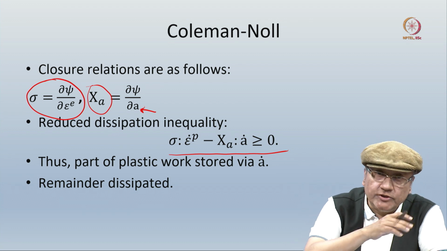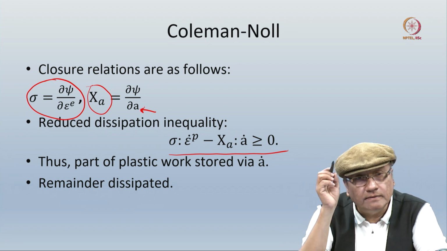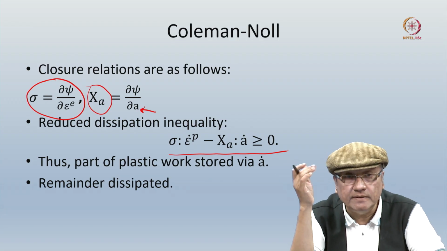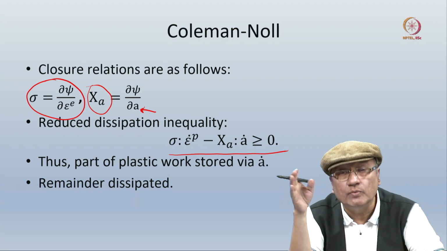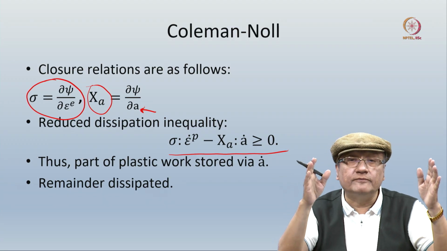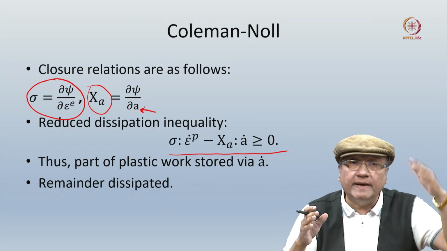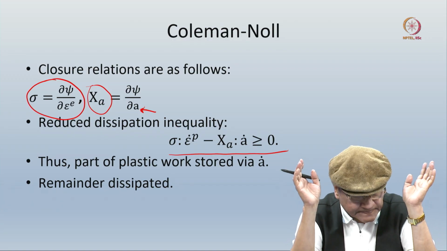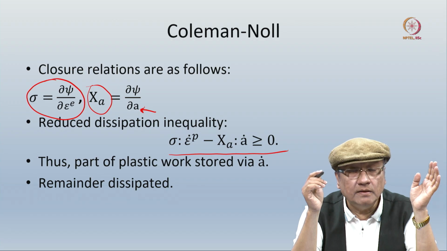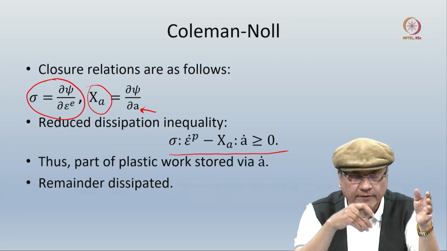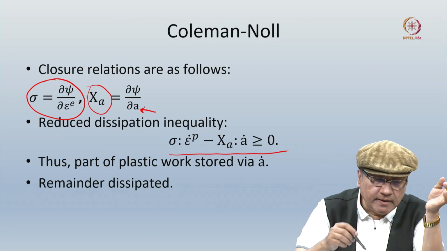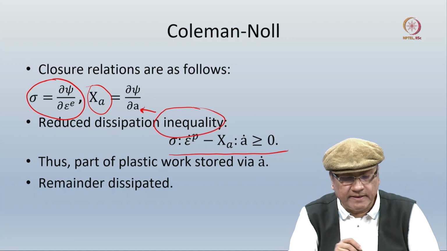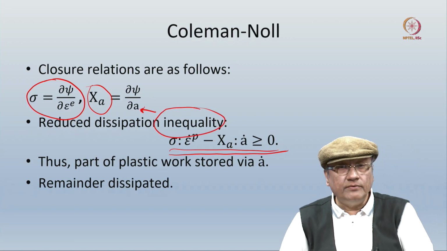Now, if you actually write the whole thing, do the splitting epsilon equal to epsilon E plus epsilon P, write the whole thing, meaning the dissipation inequality in its original form as you derive by combining the two laws of thermodynamics under isothermal conditions, and then apply the Coleman-Noll. After the splitting and all that, then you will come to the reduced dissipation inequality. So, it is basically given by this, right.